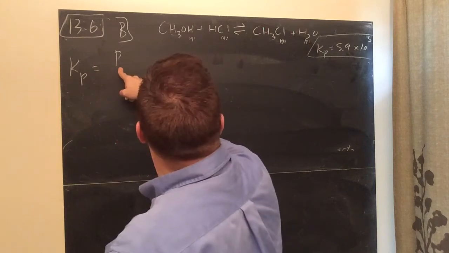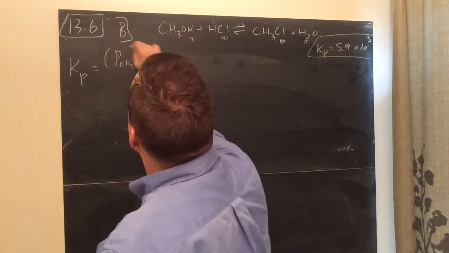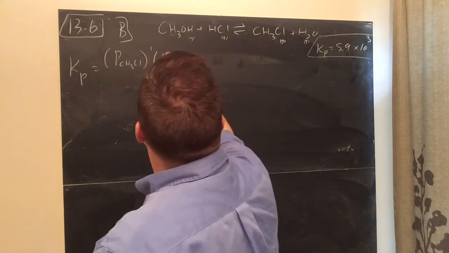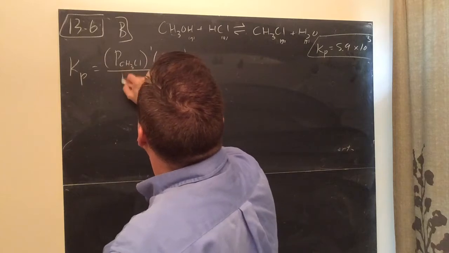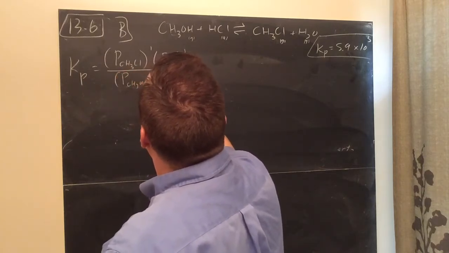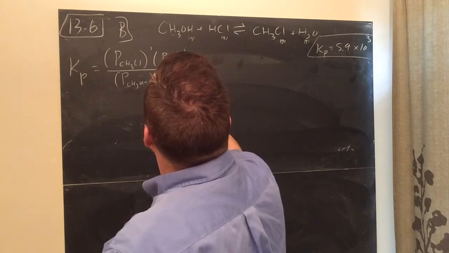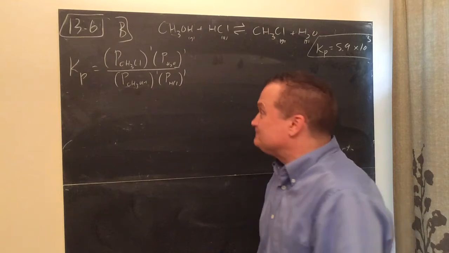So the pressure of CH3Cl, to the first power, times the pressure of H2O, first power, over the pressure of CH3OH, also the first power, and the pressure of HCl gas, also the first power. All right, there's your K expression.